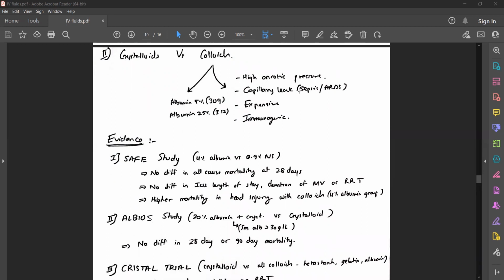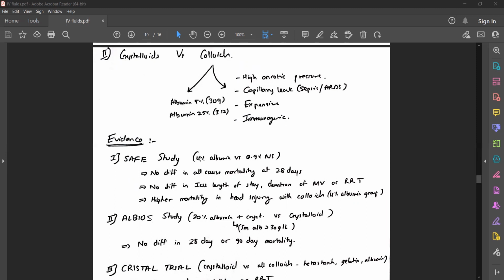One is they have a high oncotic pressure. The other one is they're expensive. And the other thing is also that they're immunogenic. Now, theoretically, if somebody is in septic shock, for example, they might have a high capillary leak, and hence these proteins will leak out of these capillaries going into the interstitial space, bringing in the fluid with them.